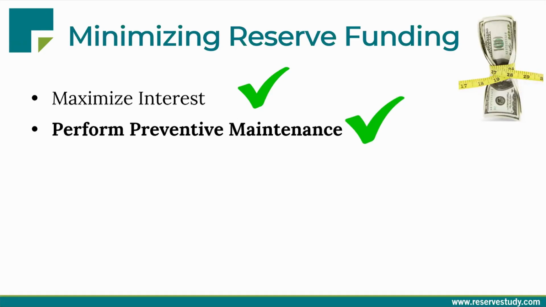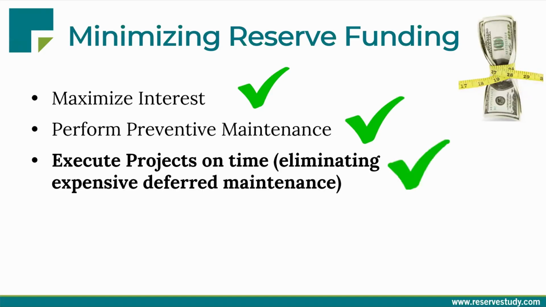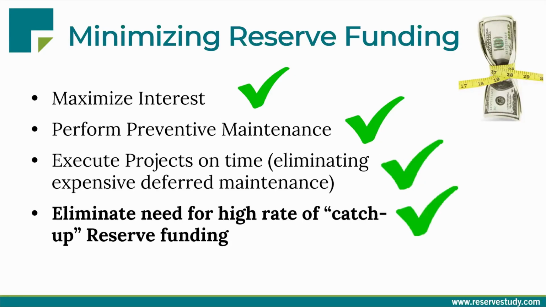Taking care of things makes them last longer, which saves you money. Money spent on maintenance is money well spent. Third, execute your projects on time, which eliminates that expense of deferred maintenance, when the scope and cost of a project goes up because there's more damage that's occurred over more time. And the fourth is a nuance that most people get completely wrong.